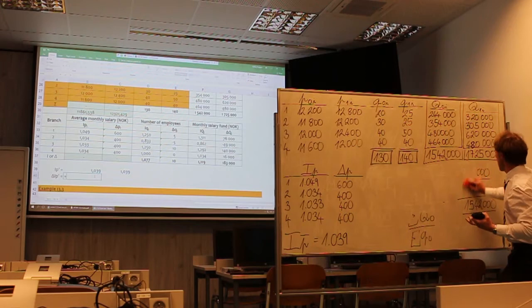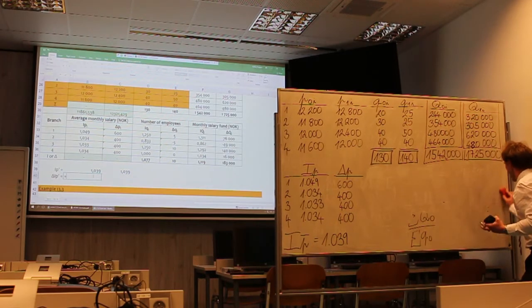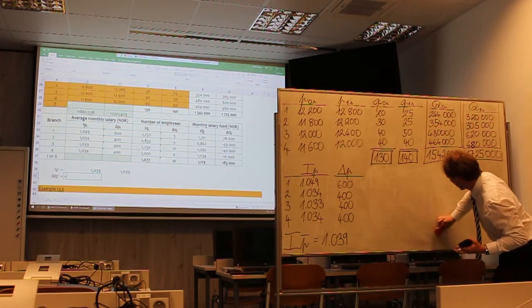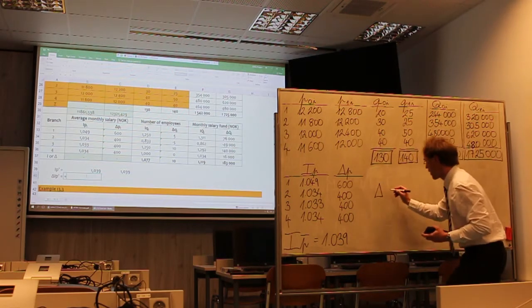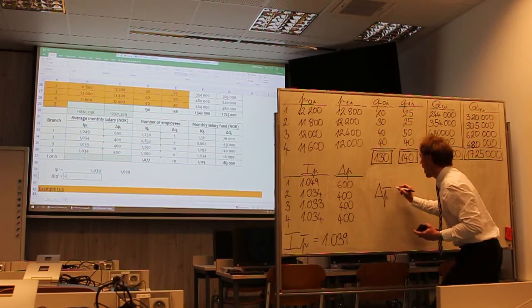will be calculated in a different way. I will write this formula on the whiteboard. So the delta for average price.